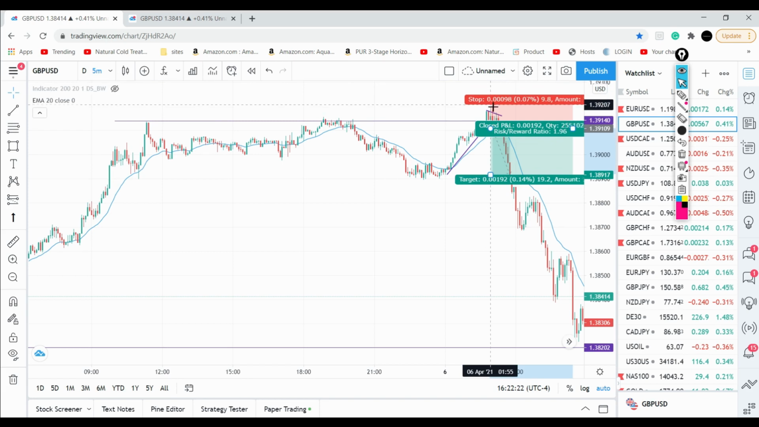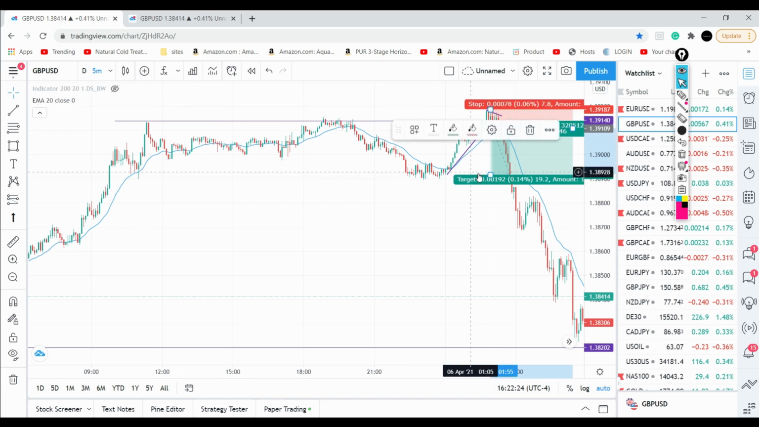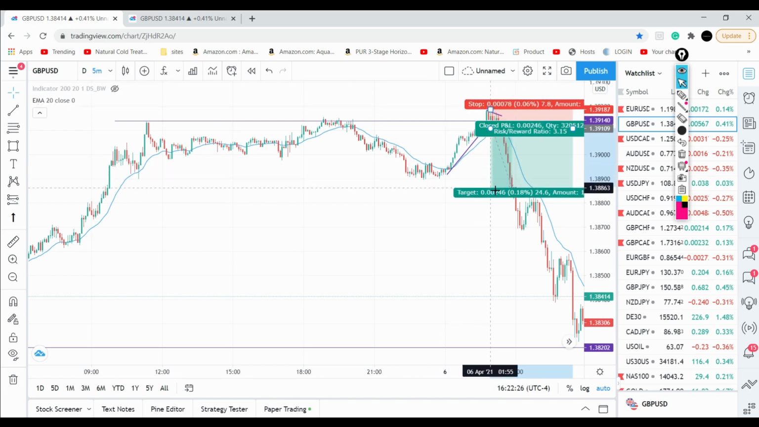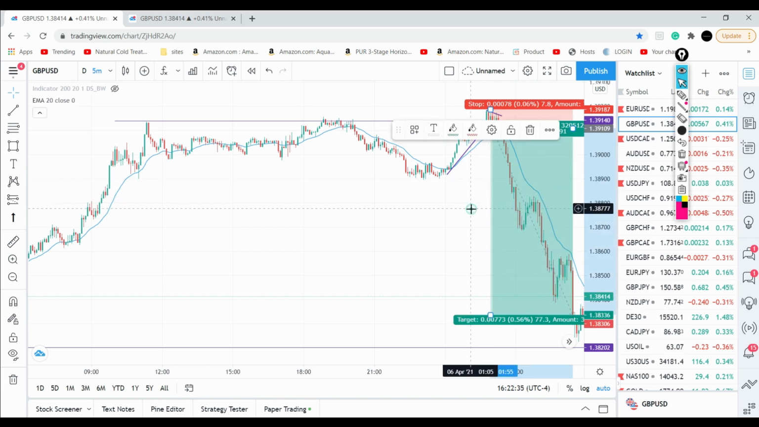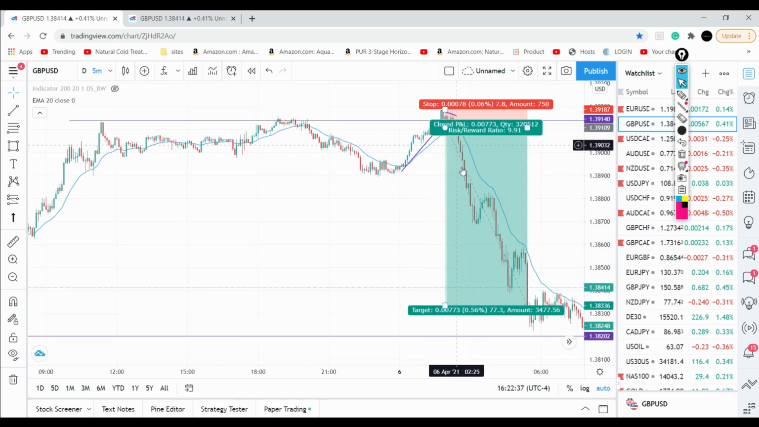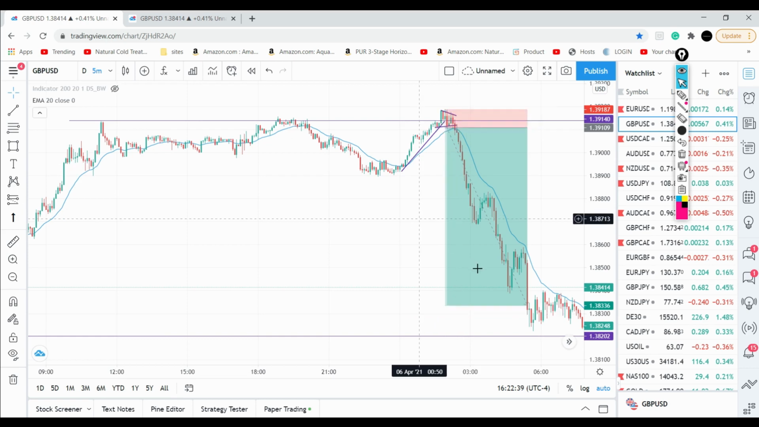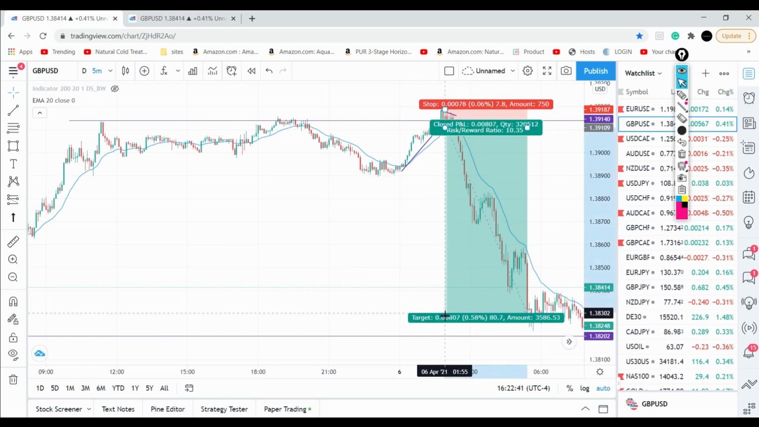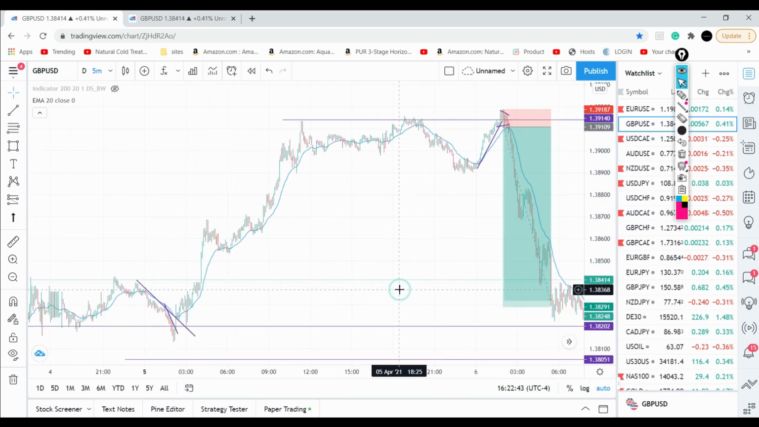Okay, or I'm going to see how it reacts to these lows, and if it keeps going, I'm just going to trail my stop loss. So it's up to you how you want to do it, but you could get some great risk to reward, guys, dealing with London, because you have some great reversals.